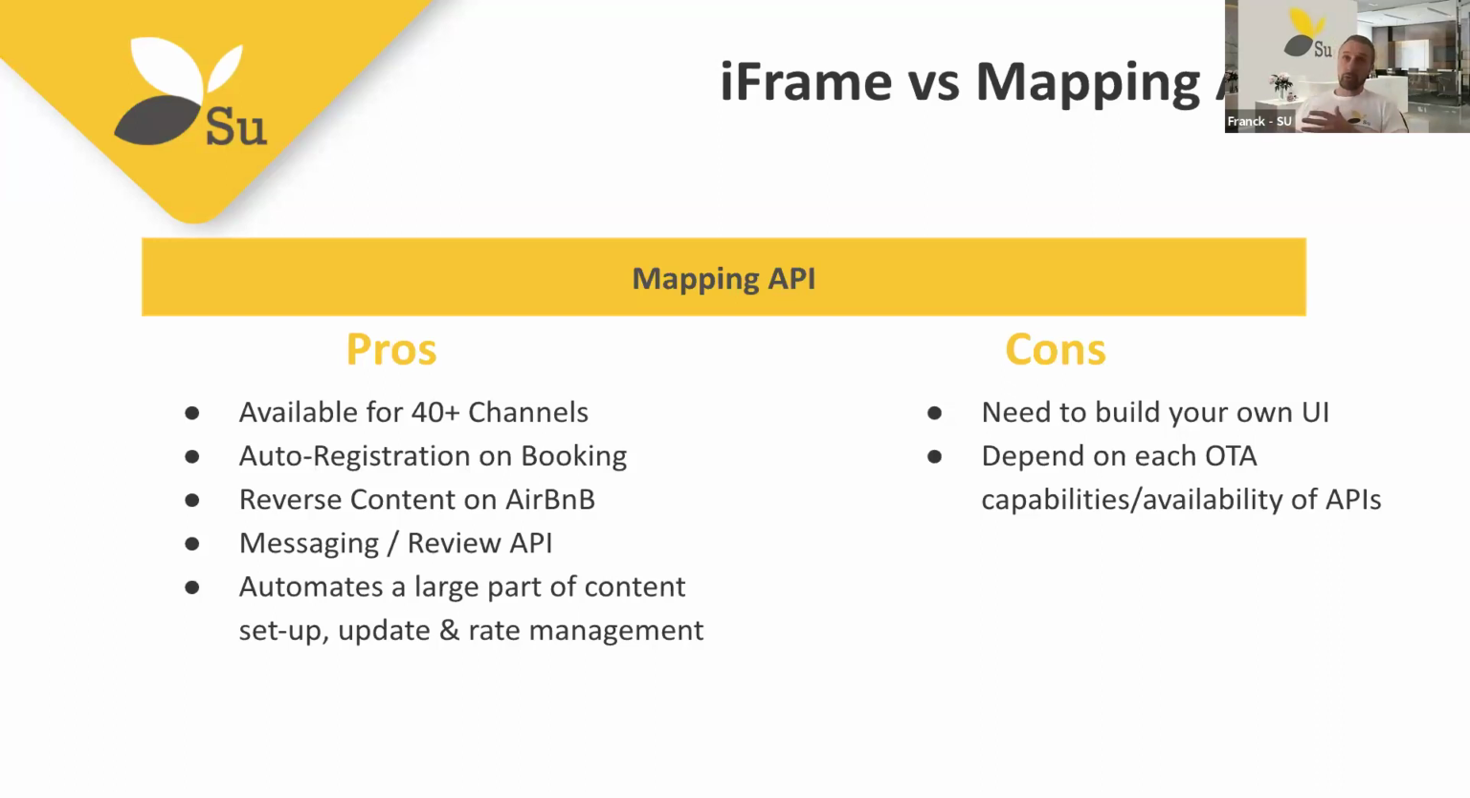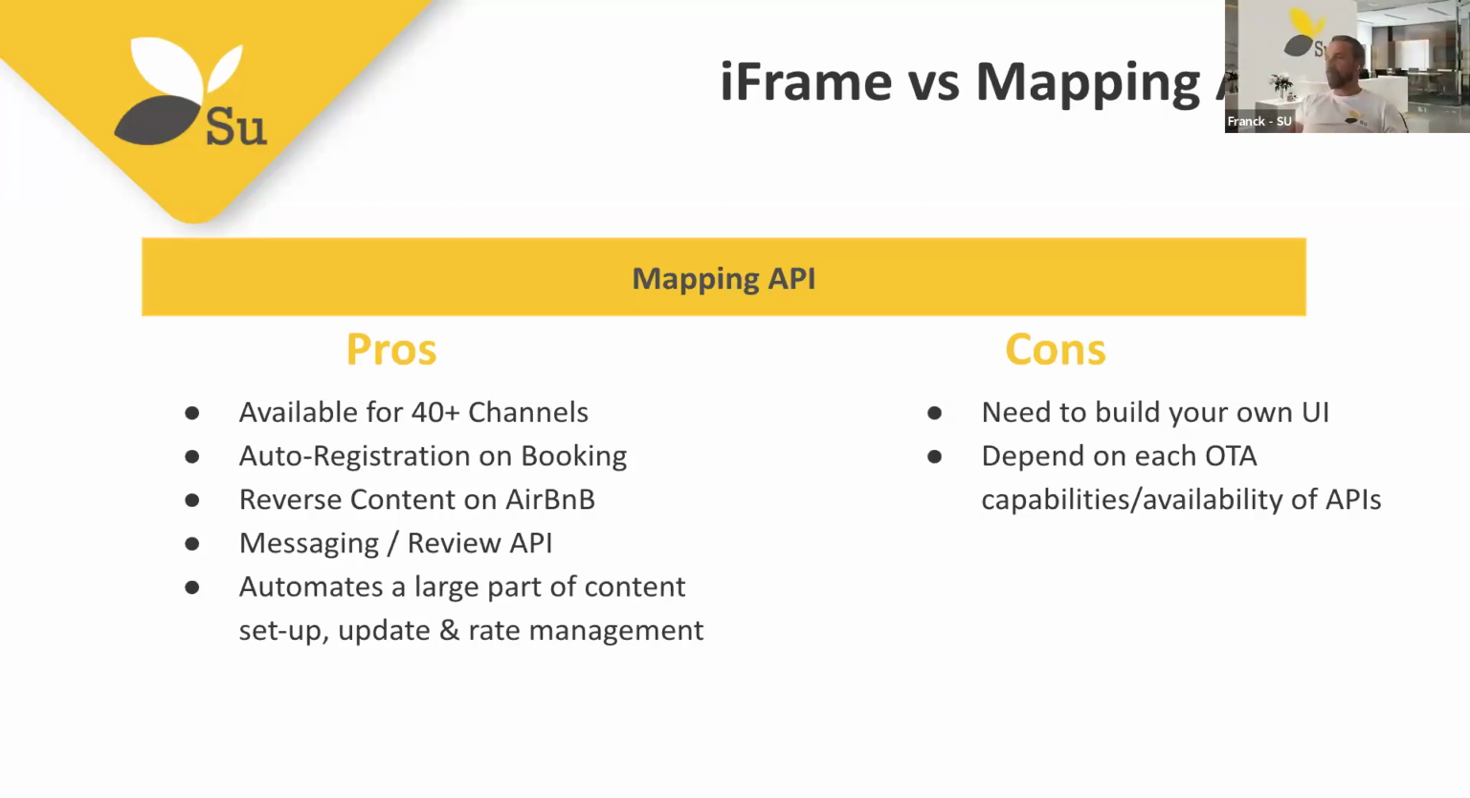Then the not so good news is that if you decide to go for the mapping API and you want to go full blown, then you have to build your own UI. So you can keep using the iframe for the small ones, but if you start having a big chunk of OTAs that are managed through the mapping API, then you also have to think of how you're going to build that UI and have a screen that can be used either by your teams or by the properties themselves.